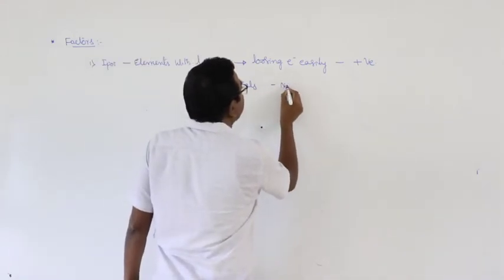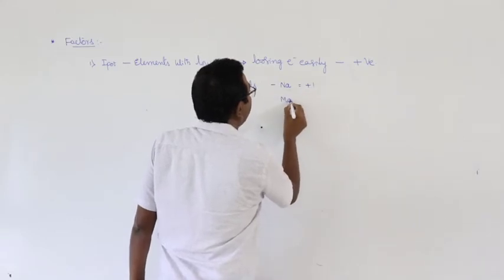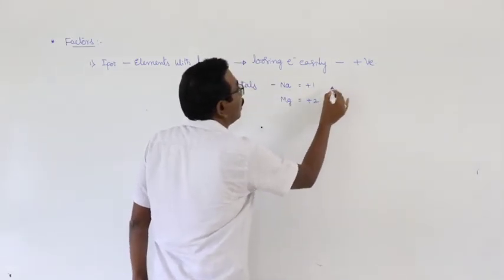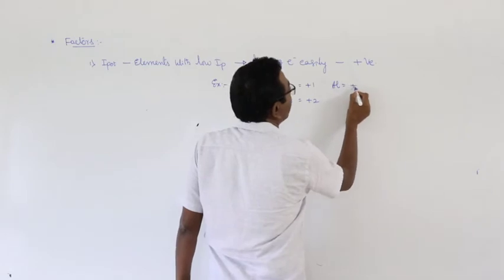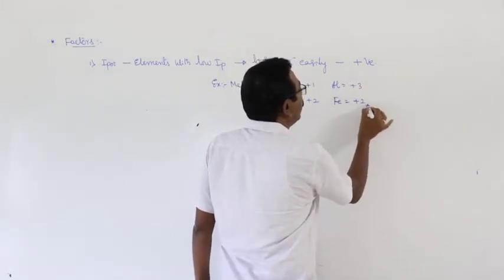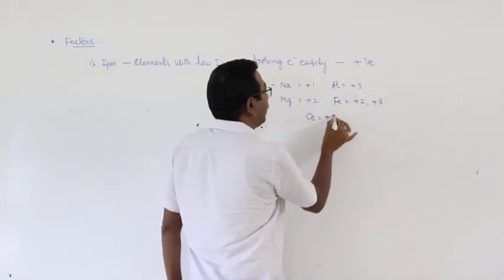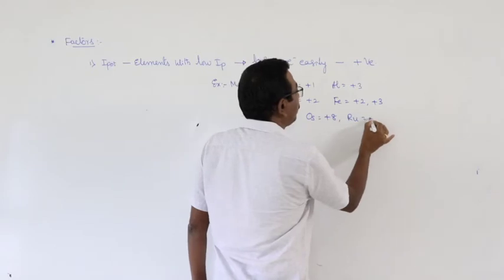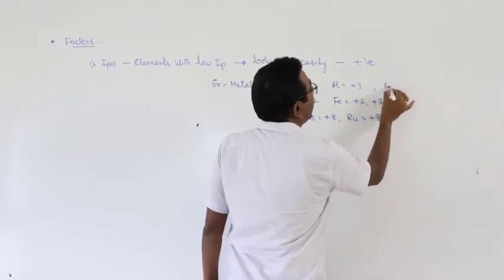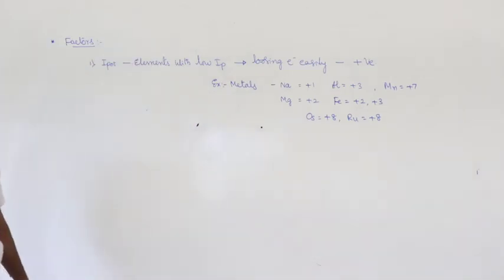Sodium exhibits the positive oxidation state +1, magnesium +2, aluminium +3, iron +2 or +3, osmium +8, ruthenium +8, manganese +7. These are all examples of metals with positive oxidation states.